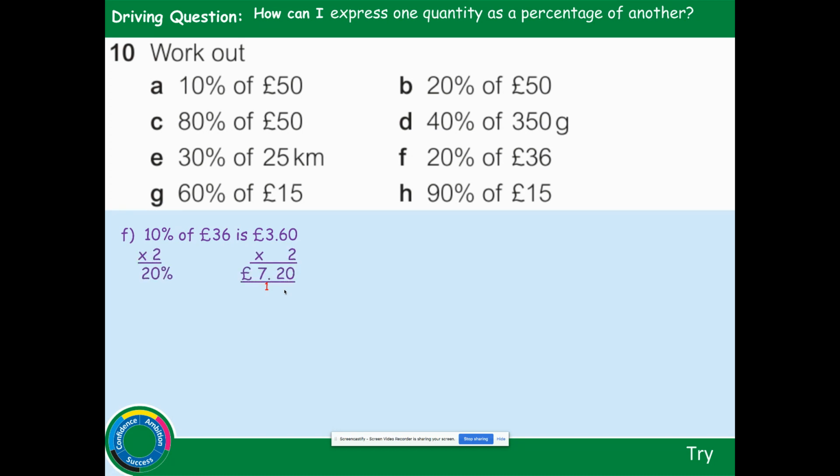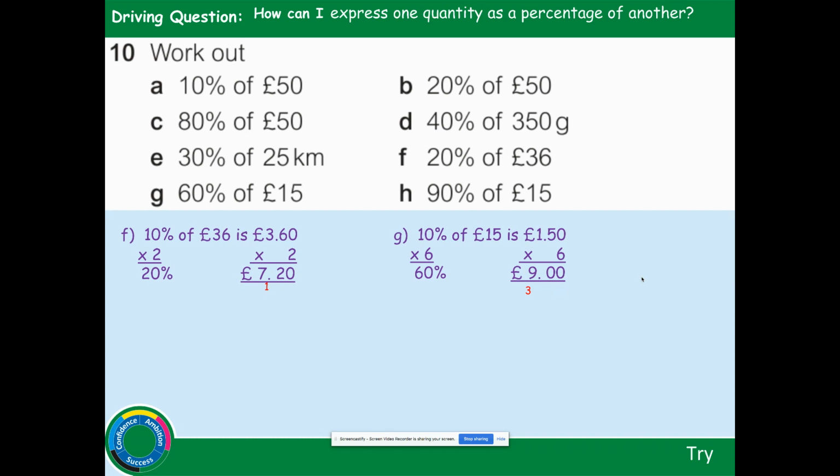60% of £15. So if we find 10%, remember we divide by 10, so the 1 moves over, the 5 goes into the decimal, so it's £1.50. We want 60%, so we're going to multiply by 6. 10 times 6 is 60, that gets our 60%. £1.50 times 6, 6 times 0 is 0, 5 times 6 is 30, 1 times 6 is 6, plus the 3 is £9. So 60% of £15 is £9.